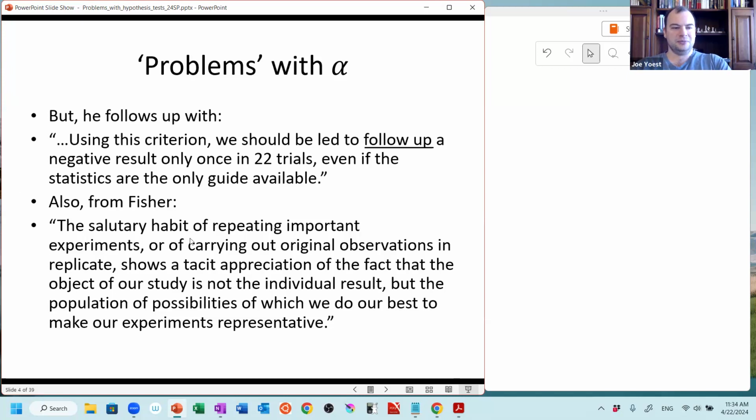And also in another, I think it was a different book, he says, the salutary habit of repeating important experiments, carrying out original observations, a replicate, etc., shows an appreciation of the fact that the object of the study is not the individual result, but the population of possibilities. We're trying to make our experiments representative, and so on.